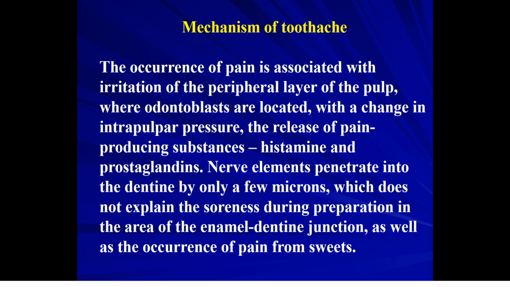The occurrence of pain is associated with irritation of the peripheral layer of the pulp, where odontoblasts are located, with a change in intrapulpal pressure, and the release of pain-producing substances, histamine and prostaglandins. Nerve elements penetrate into the dentin by only a few microns, which doesn't explain the soreness during preparation in the area of the enamel-dentin junction, as well as the occurrence of pain from sweets.